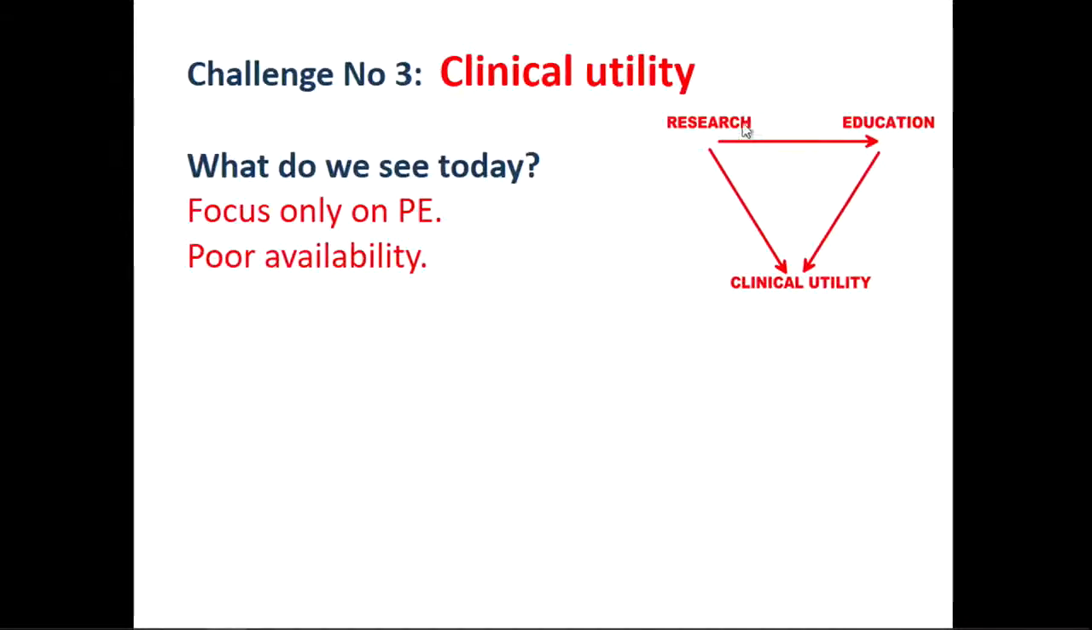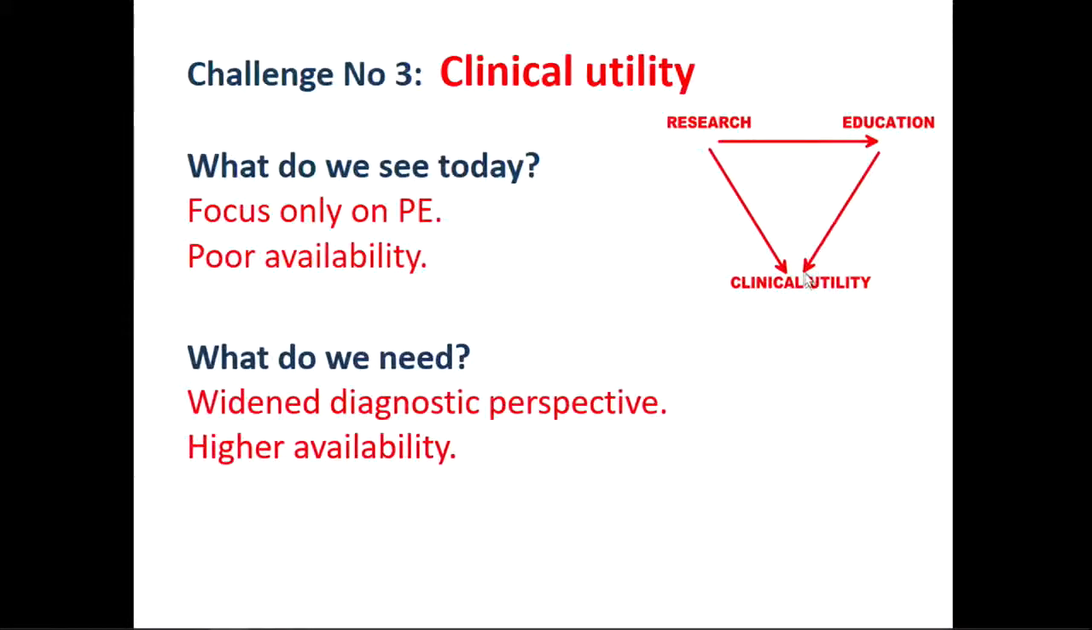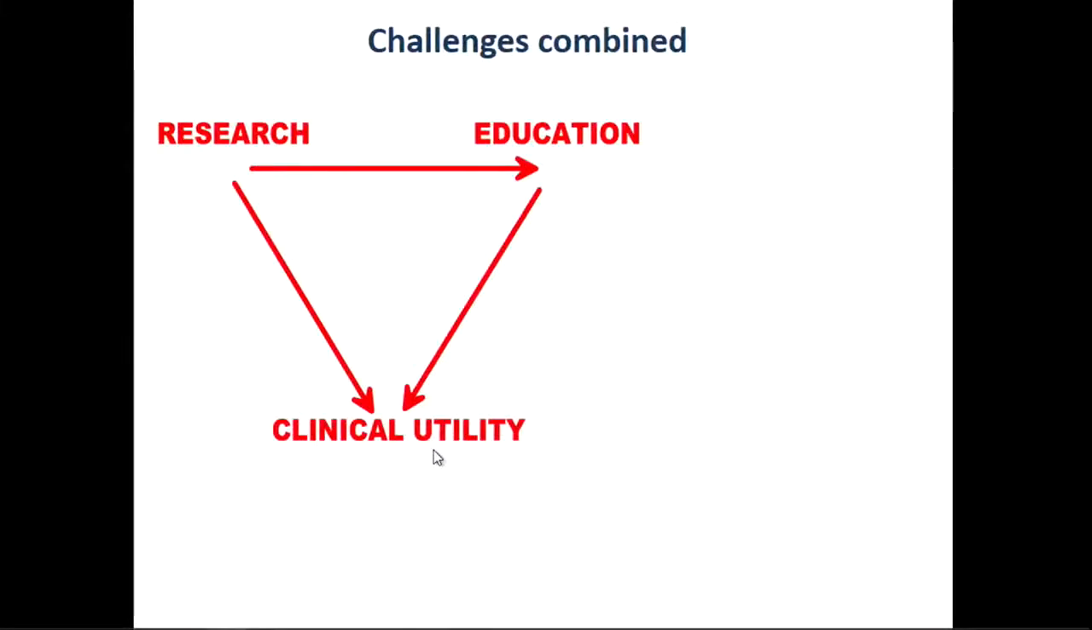Clinical utility is maybe the greatest challenge we have. Most studies are focusing only on PE. We should broaden that. We have a poor availability, and we must strive to increase the availability. All these challenges in research, education, and clinical utility, we should regard as a combined challenge. What to do about it?